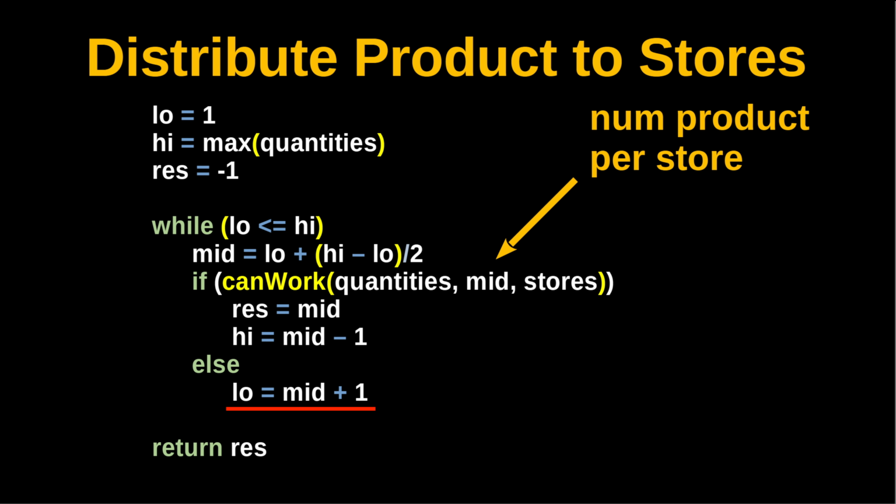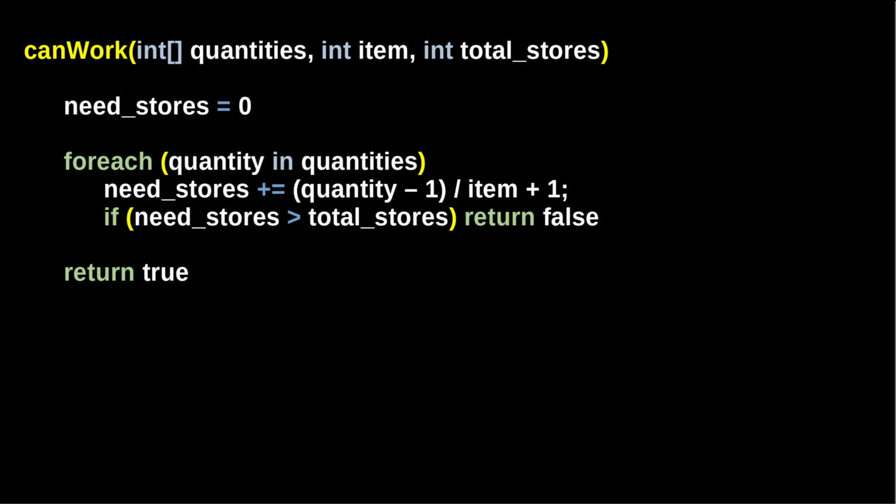Else, if this does not work, then we're going to search the upper half of the range. We're going to set low equals to mid +1. And finally, we're going to return the answer. Let's talk about this canWork function. This will take in the quantities, so the number of products, and also the number of products that we want to give to each store. This is the item value. And then the total number of stores that we have to distribute all these products.